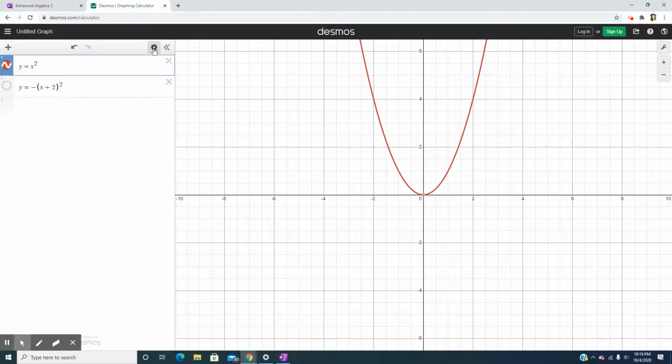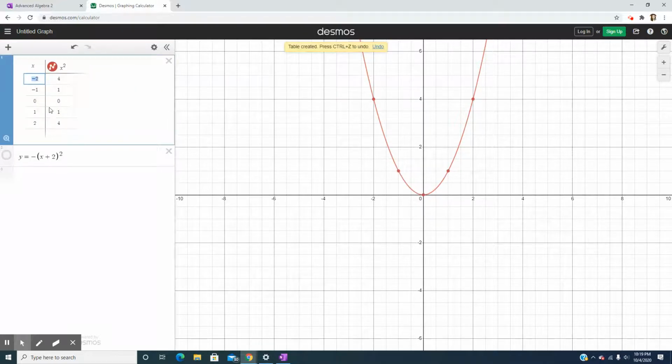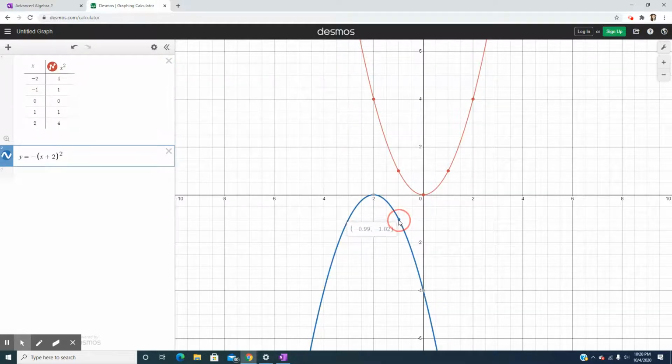And let's see, I wonder if I can pull up the table here. Yeah. It's got a point at 0, 0, 1, 1, 2, 4, negative 1, 1, negative 2, 4. Now, when I graph the other function, it shifts everything to the left 2, and then reflects it across the x-axis. So this point that was at 1, 1, it goes to the left 2, and then gets reflected across the x-axis to be negative 1.